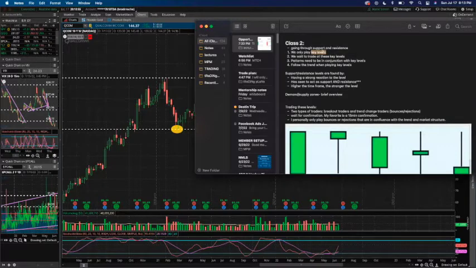The first thing is we want to play key levels. We want to play strong levels. We don't want to play weak levels that will get blown through in a second. We want to have something that's going to give us a really nice move. And the next thing is we want to wait for these key levels.